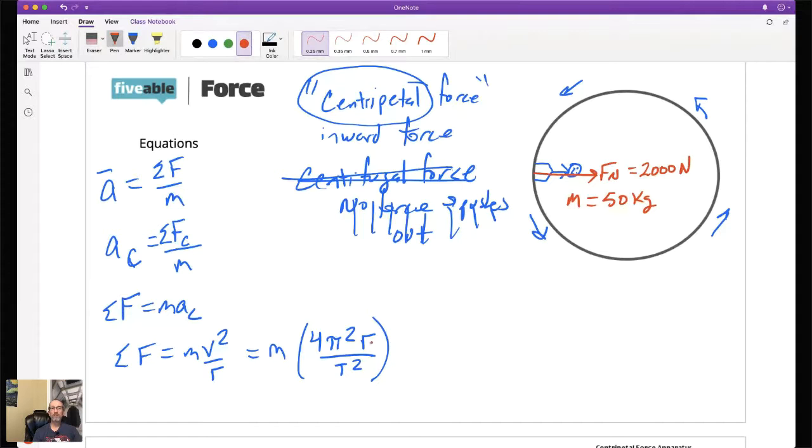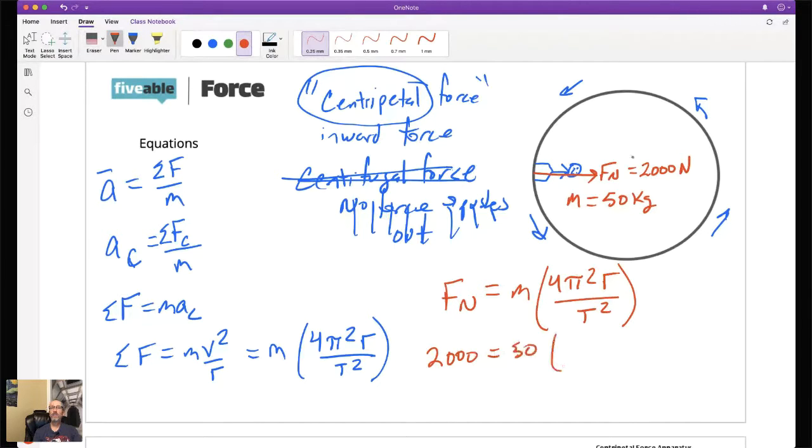So let's do a sum of the forces equation for this. What is the only force that we have working here? Well, it's the centripetal force, but got to remember it's Fn. So Fn, okay, so we said sum of the forces is equal to mv squared over r, which is equal to m times 4 pi squared r over t squared. So now the sum of the forces is Fn, and that is equal to m times 4 pi squared r all over t squared. And so we know the normal force is 2,000. We know the mass is 50.